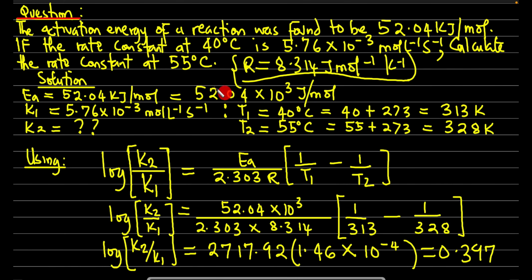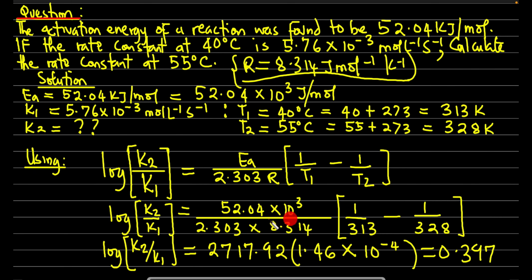Here you see Ea, I'm going to insert 52.04 times 10 raised to the power of 3 joules per mole, all over 2.303 times R, which is 8.314, times 1 over temperature 1, which is 313, minus 1 over T2, temperature 2, which is 328. So when you evaluate everything inside this bracket, this becomes 1.46 times 10 raised to the power of minus 4.